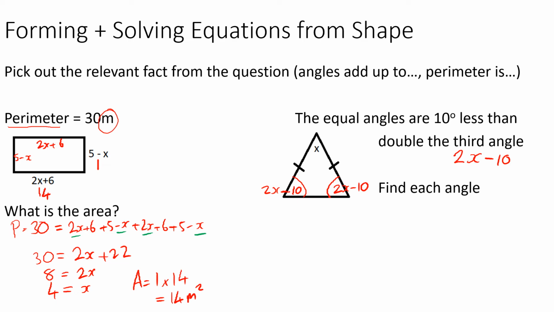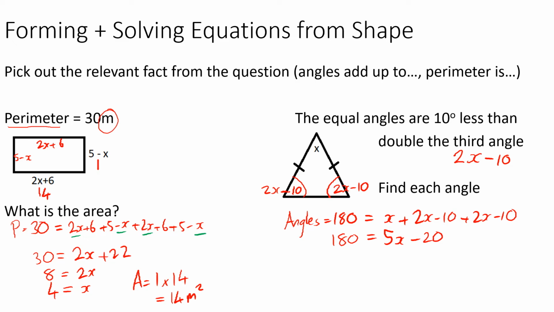It says our actual question here is to find each angle. Now what else do we know about triangles? Angles add up to 180. So that's equal to our x plus our 2x minus 10 plus our 2x minus 10. Same thing we did then, collect our terms together. That's 5x there and 20 is being taken away. So add the 20, 180 plus 20 is 200, divide by 5, 40 equals x.